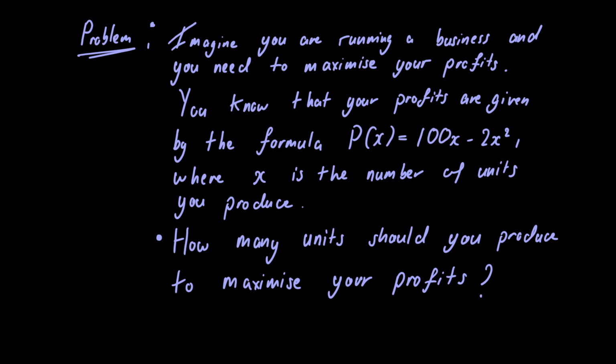Hey everyone, in this video what we're going to be tackling is one of the most notorious problems in calculus, the optimization problem. So imagine you're running a business and you need to maximize your profits. You know that your profits are given by the formula P(x) = 100x - 2x², where x is the number of units you produce. The question is, how many units should you produce to maximize your profits?